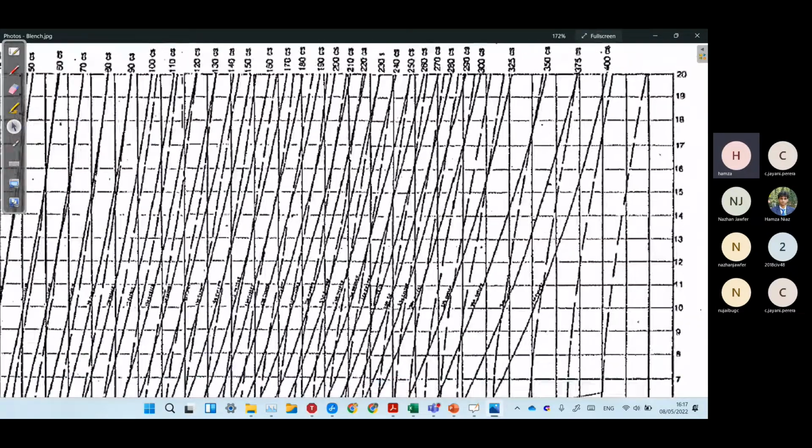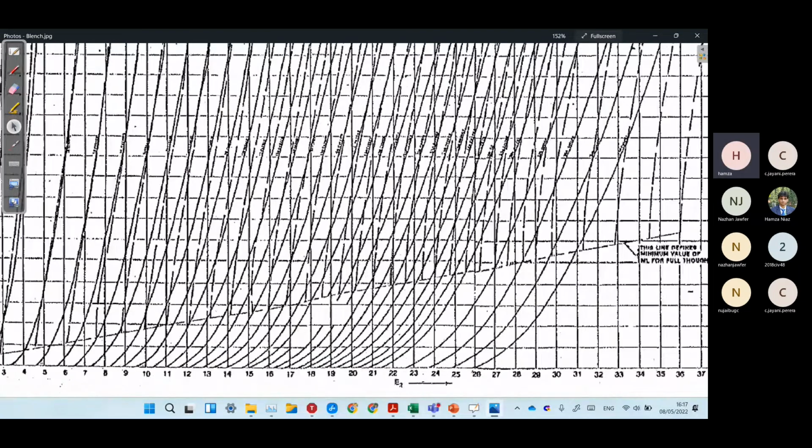On the y-axis, we have the head loss value, HL. This is the head loss value that we have to calculate. And on the x-axis, we have the E naught, E2 value. This we have to read from these curves.